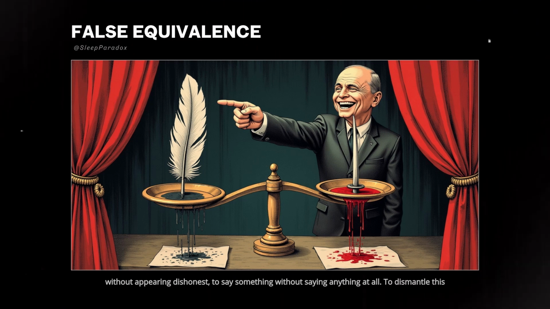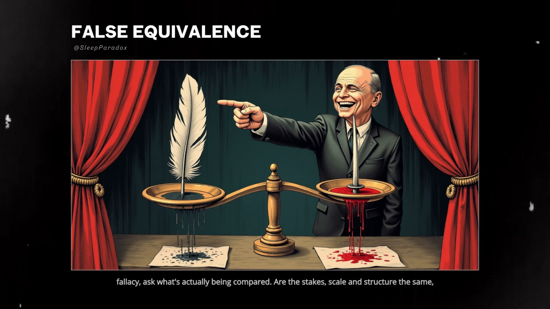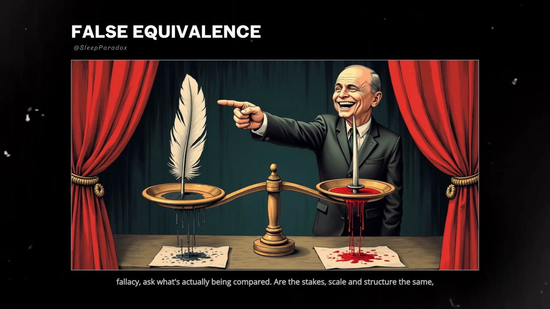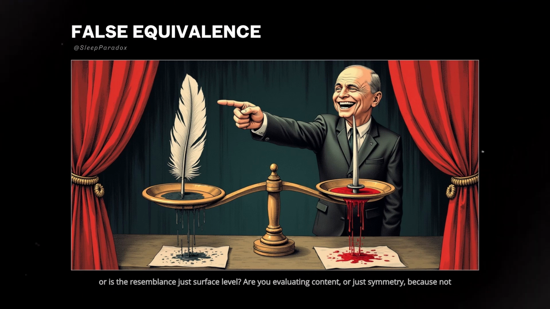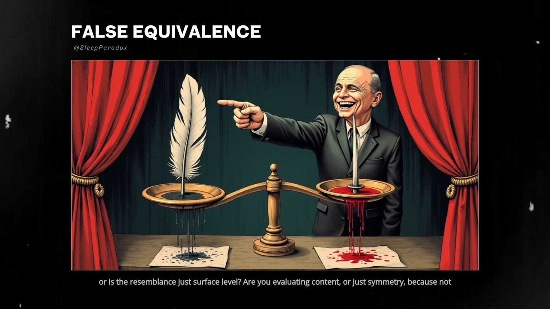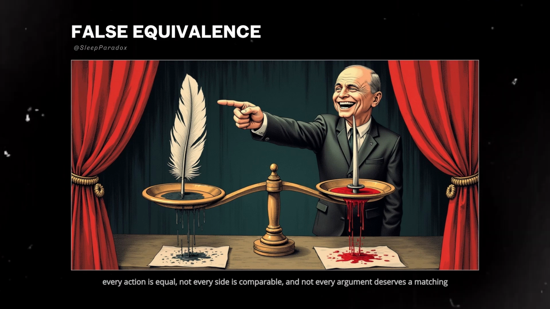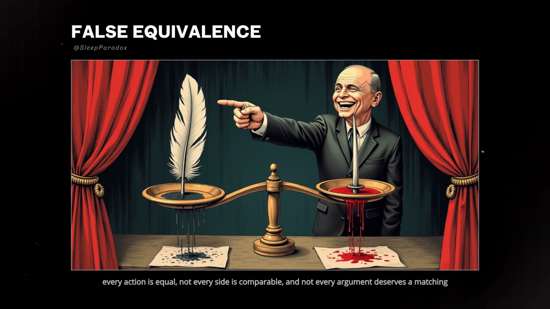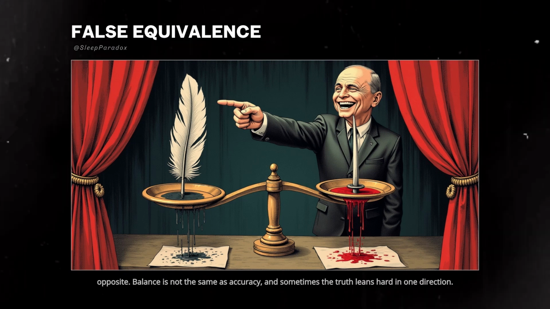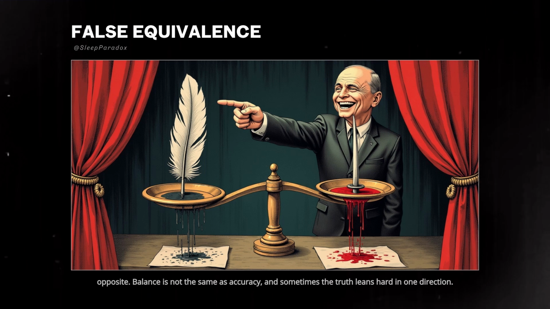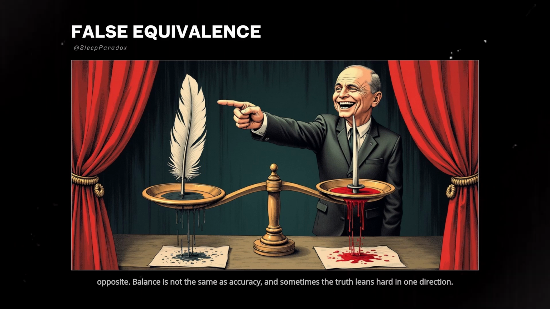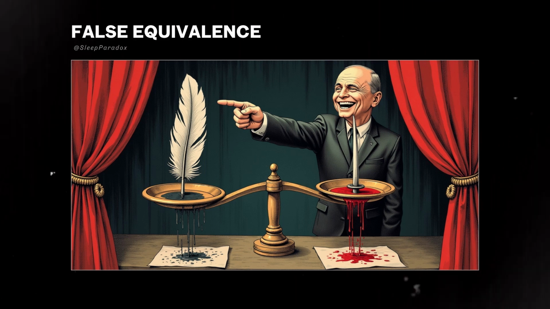saying anything at all. To dismantle this fallacy, ask what's actually being compared. Are the stakes, scale, and structure the same, or is the resemblance just surface level? Are you evaluating content, or just symmetry? Because not every action is equal, not every side is comparable, and not every argument deserves a matching opposite. Balance is not the same as accuracy, and sometimes the truth leans hard in one direction.